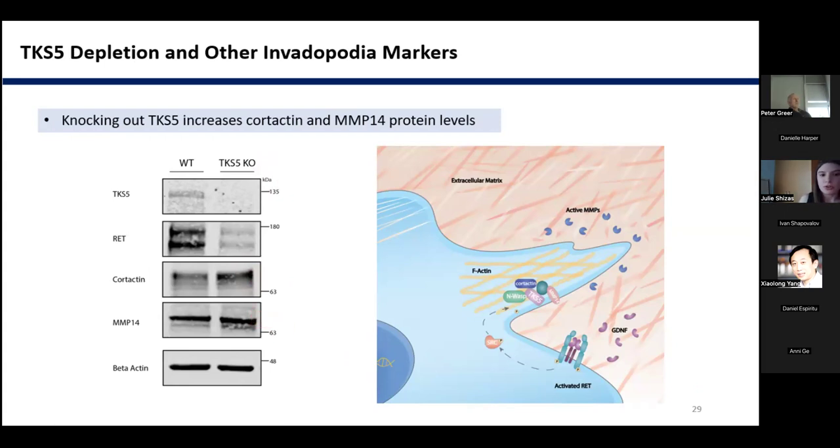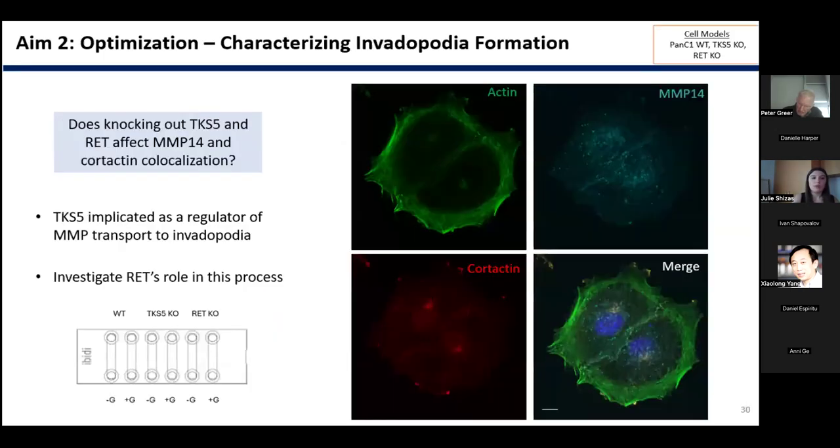I only have 2 replicates of this, but both have been consistent in terms of increased levels of cortactin and MMP14. So although the levels of these proteins are increasing, does that actually translate to them being in the same area at the same time? So right now I'm optimizing another IF experiment where I'm going to look at, does knocking out TKS5 and RET affect MMP14 and cortactin colocalization?